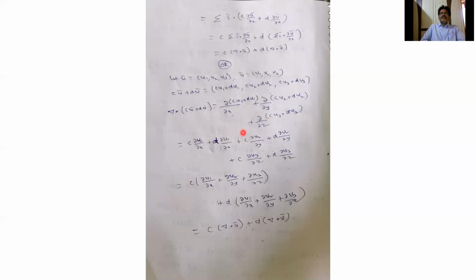We'll get C dou W1 by dou x. Since C and D are constants, we can write from derivatives: C dou W1 by dou x plus D dou W1 by dou x, C dou W2 by dou y plus D dou W2 by dou y, plus C dou W3 by dou z plus D dou W3 by dou z. Taking C common, we get dou W1 by dou x plus dou W2 by dou y plus dou W3 by dou z, and taking D common, the same expression.